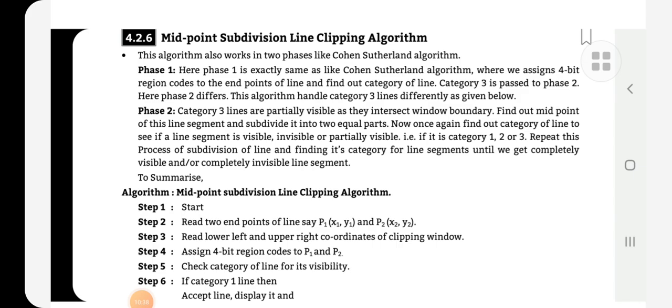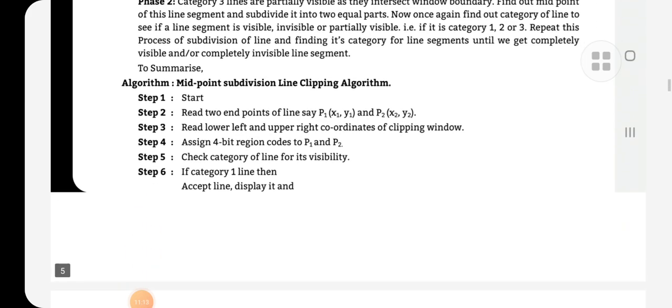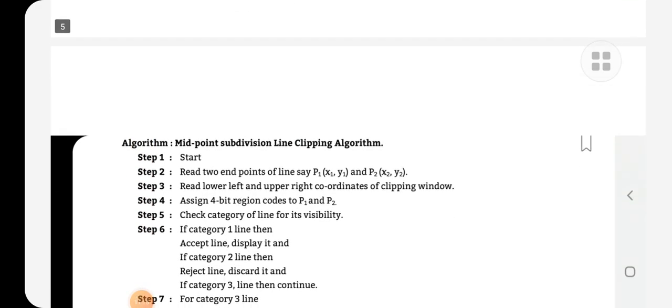The summary of the midpoint subdivision line clipping algorithm: Step 1 is the start. Step 2, read the two endpoints of a line, say P1 (x1, y1) and P2 (x2, y2). Step 3, read the lower left and upper right coordinates of the clipping window. Step 4, assign 4-bit region codes to P1 and P2. Step 5, check the category of the line for its visibility. Step 6, if it is a category 1 line, then accept the line and display it.